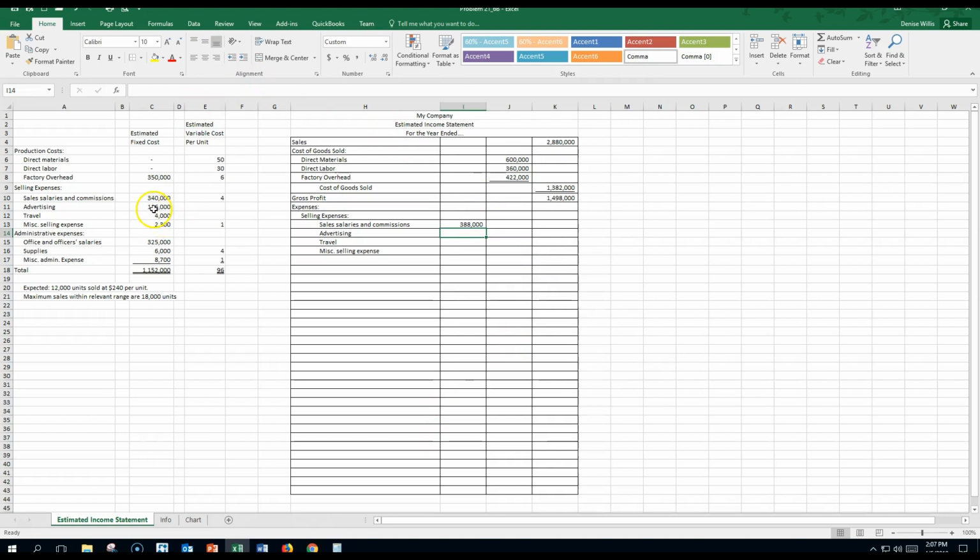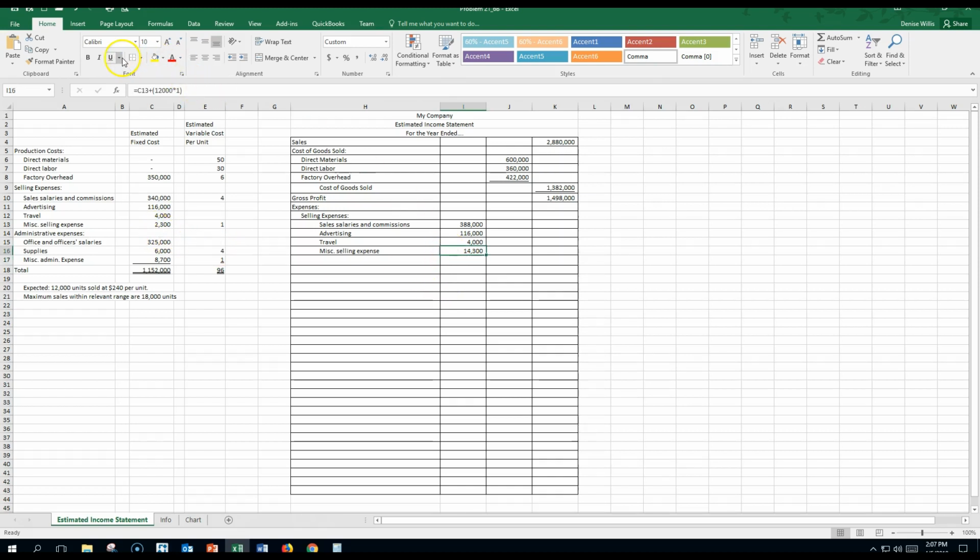Advertising, okay, it is strictly a fixed portion, so that is just going to be equal to the same number over here. My travel is also fixed, so that is just $4,000. Miscellaneous selling has a fixed and variable portion, so this one equals my fixed portion plus 12,000 times the variable portion, which is just 1. Okay, so basically 12,000 plus the 12,300 is that amount.